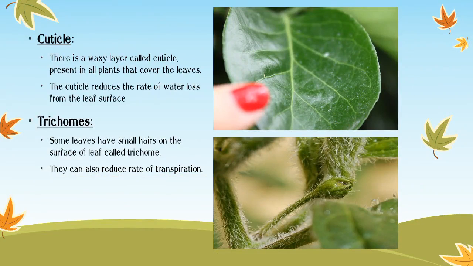Transpiration is the removal of water from the leaf. So these trichomes also help the plant to reduce the rate of water loss from the surface of the leaf. So we can say that cuticle and trichome both are involved in the reduction of loss of water from the surface of the leaf.